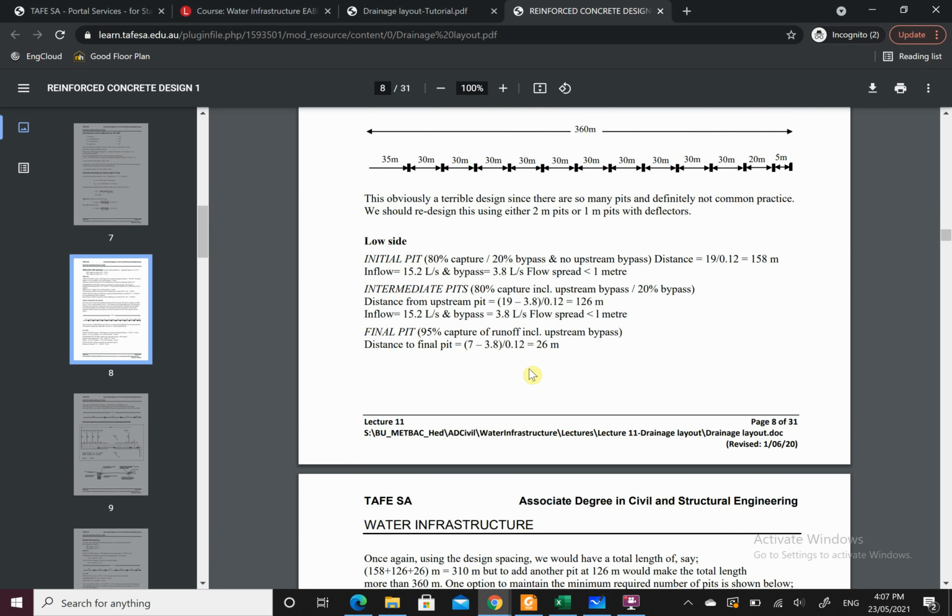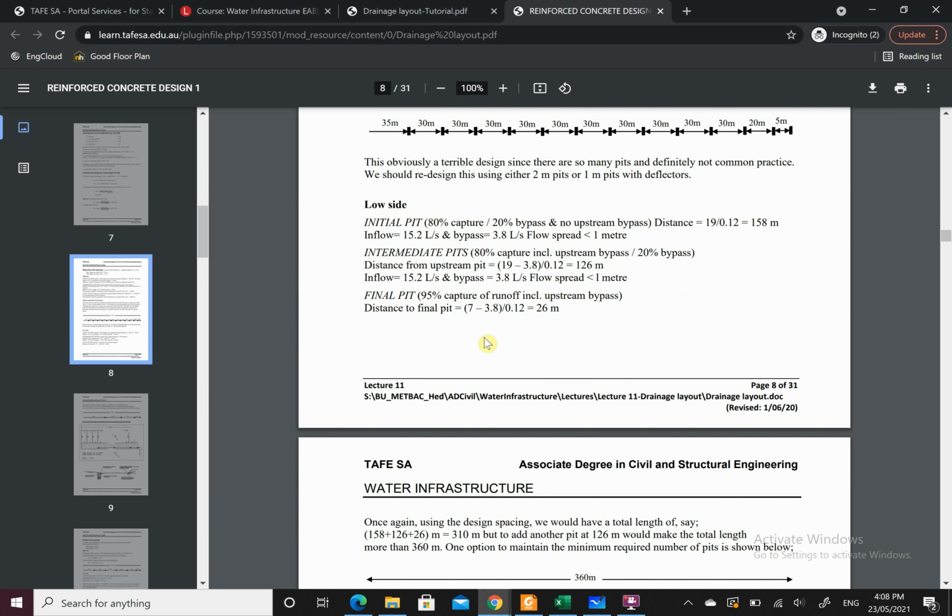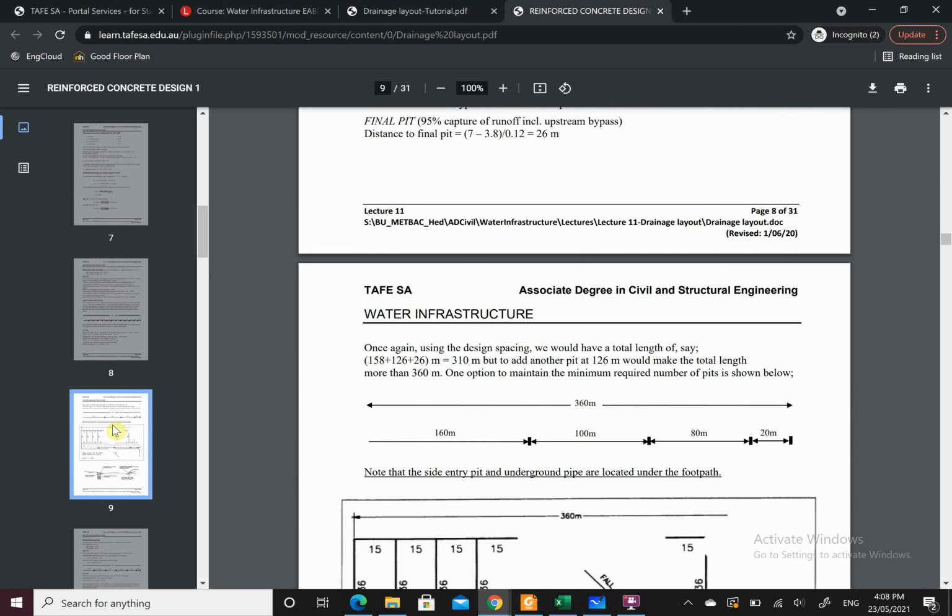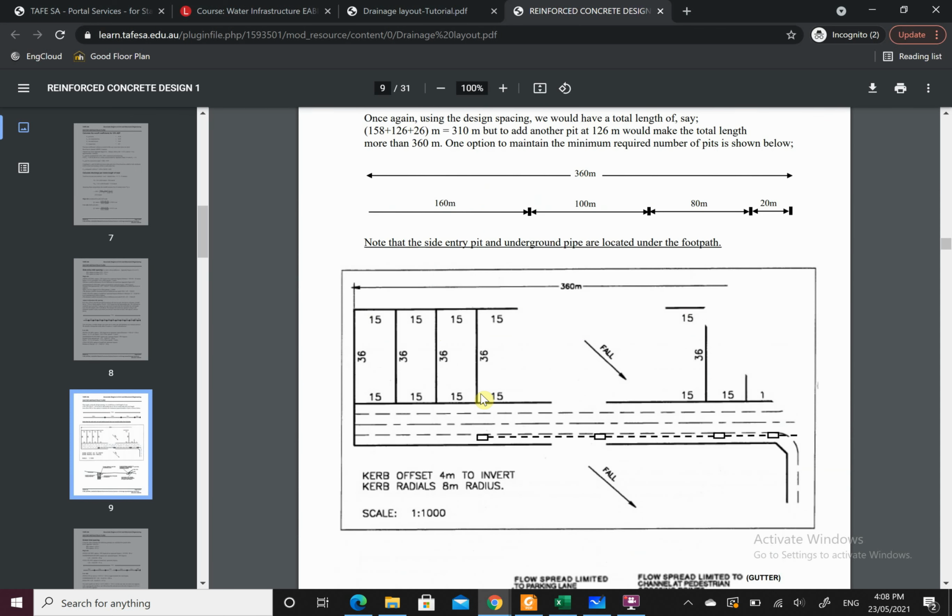Taking a 1 metre pit, we've got to use some of these numbers as well, and we'll be referring to our appendix and how we calculated these initially.